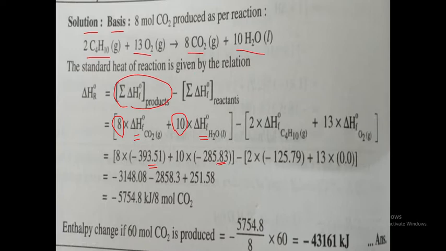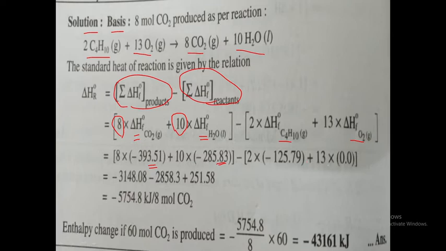Next we are going to concentrate on the reactants. What are the reactants as per the reaction? We have two reactants: one is C4H10, another one is oxygen. First we are going to take C4H10. How many moles are reacted here? 2 moles. 2 into standard heat of formation of C4H10. This value is also taken from the table: minus 125.79 into 2. Are you clear? Okay.